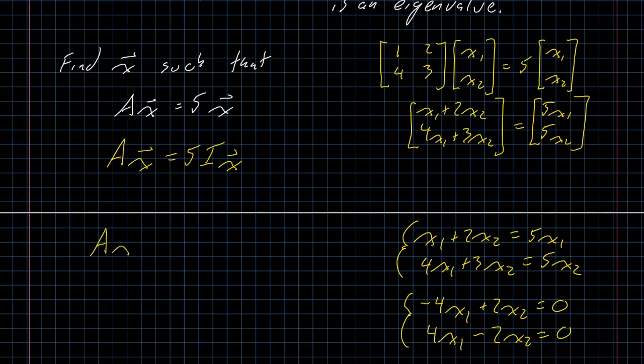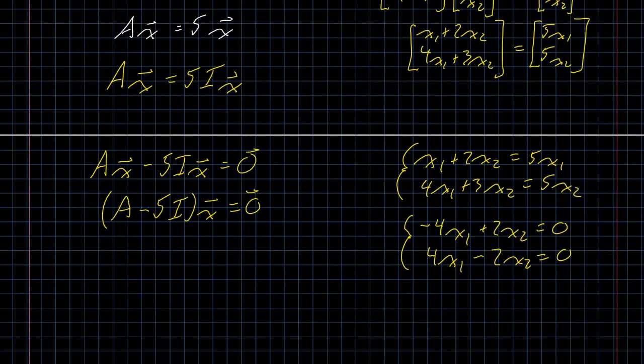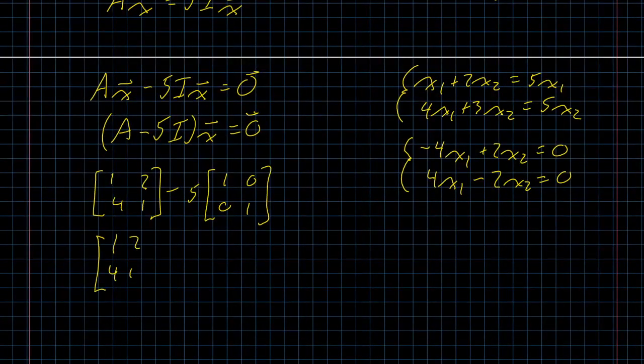And then I can subtract to get this set up as a homogeneous system. And I can factor out to get A minus 5I all times x is equal to 0. In this particular case, going through and doing that doesn't really save us all that much, because if I put in A minus 5I, well, that's 1, 2, 4, 3 minus 5 times 1, 0, 0, 1, which is 1, 2, 4, 3 minus 5, 0, 0, 5, or negative 4, 2, 4, negative 2.